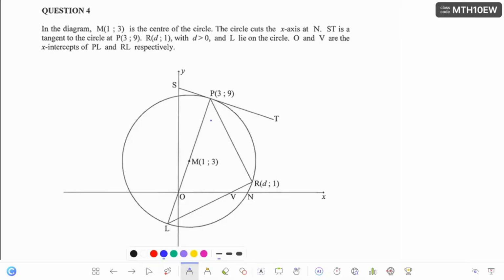So here they said in the diagram, M is (1, 3) and is the center of a circle. The circle cuts the x-axis at N. ST is a tangent to the circle at P. Okay, this is our tangent. R is (d, 1) with d greater than 0, and L lies on the circle. O and V are the x-intercepts of PL and RL respectively.